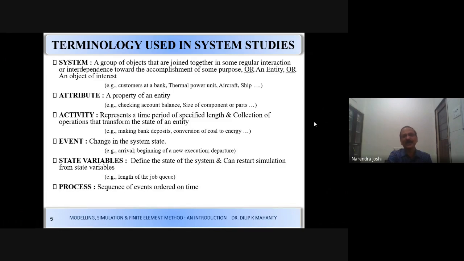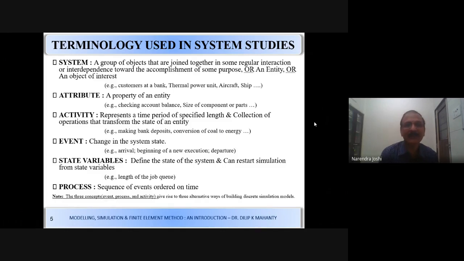And this process, a sequence of events ordered on time, is a process. That's the whole activity. If you see the whole thing one by one: the attribute, activity, event, state variables, and process. Process is the interaction of all the different components. Here, the three concepts, event, process, and activity, give rise to three alternative ways of building discrete simulation models.